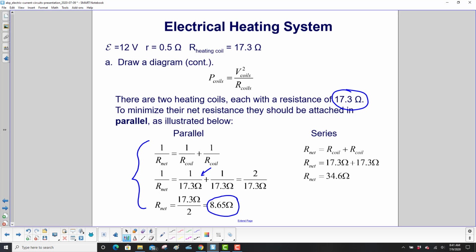To check that, to make sure it makes sense, whenever you put resistors in parallel, their equivalent resistance will always be less than the smallest resistor you have in parallel. So is 8.65 less than 17.3? Yep, so that kind of checks. Doesn't prove it, but at least shows we're on the right track. If we put them in series, well, you just add the resistances. So you get 34.6, which is large compared to this one. So we're going to hook up our heating coils in parallel.